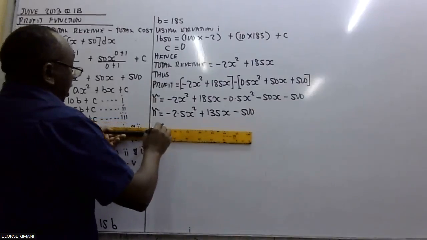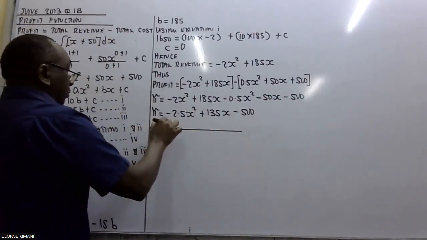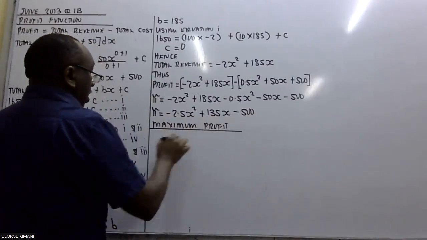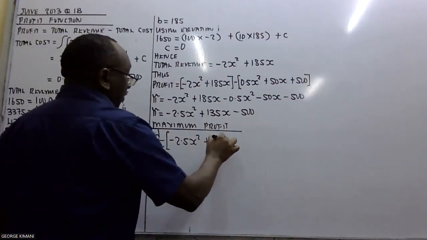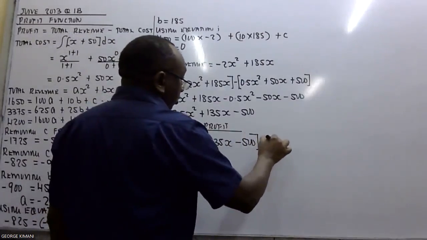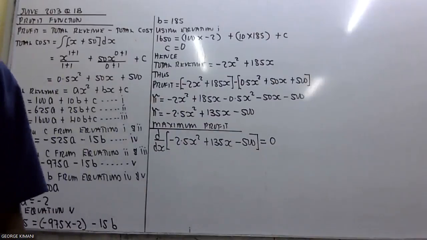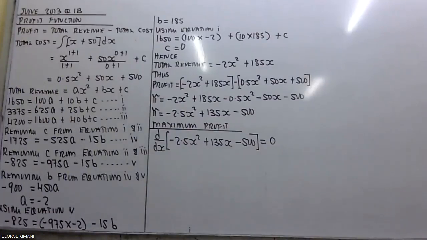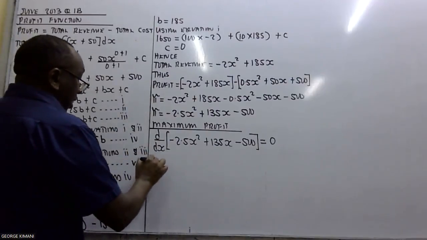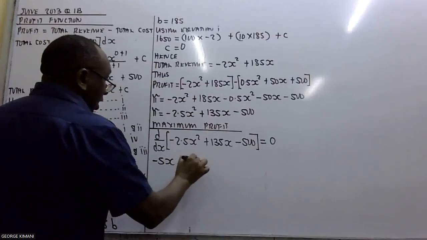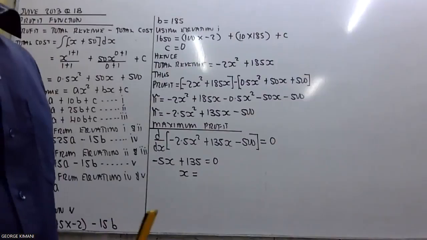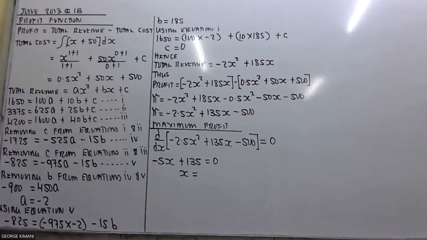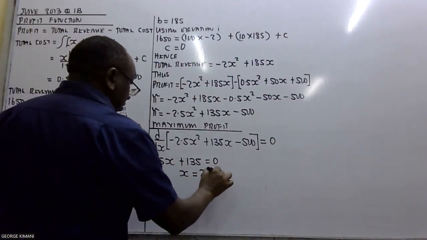So when they ask you now to tell us maximum profit is what? I have told you, if we were to differentiate with respect to x, this function minus 2.5x squared plus 135x minus 500, it should be equal to zero. So this becomes minus 5x plus 135 is equal to zero. So from there, x will be 27 units.